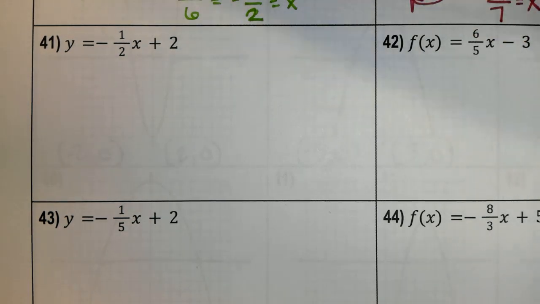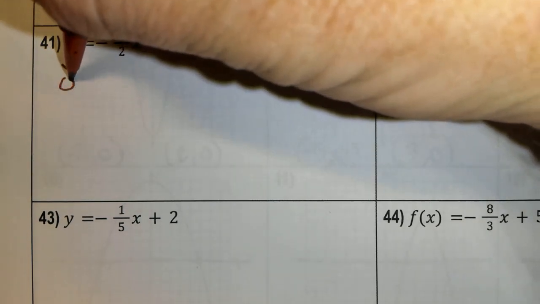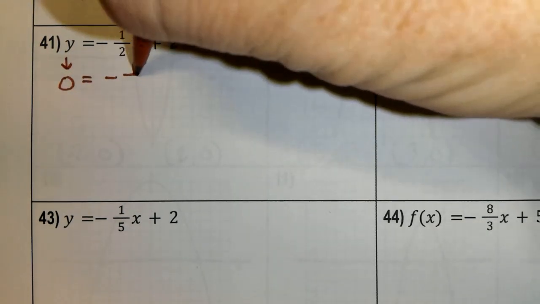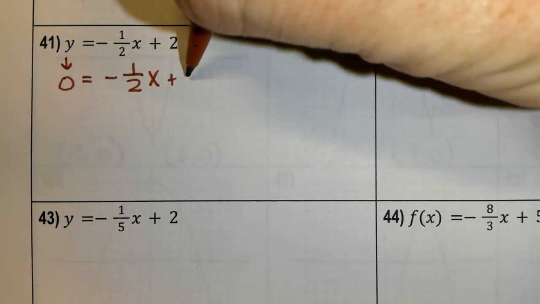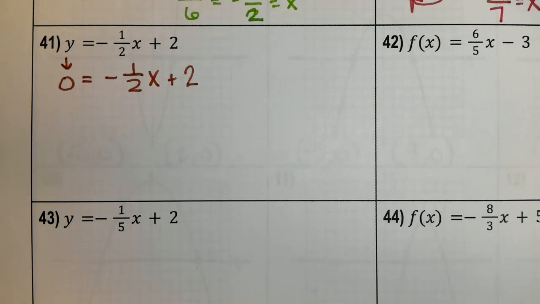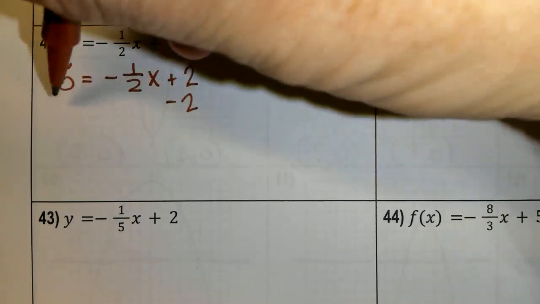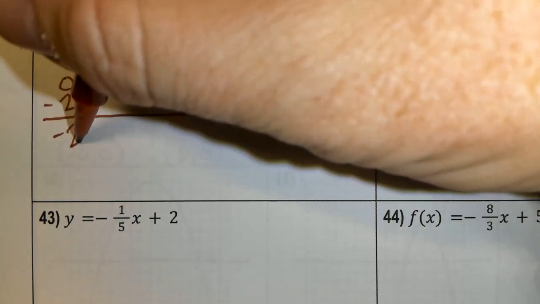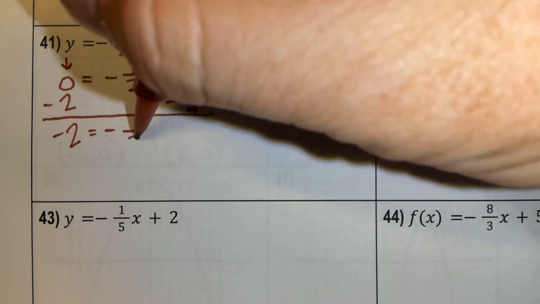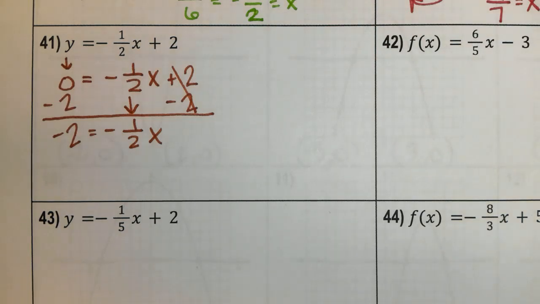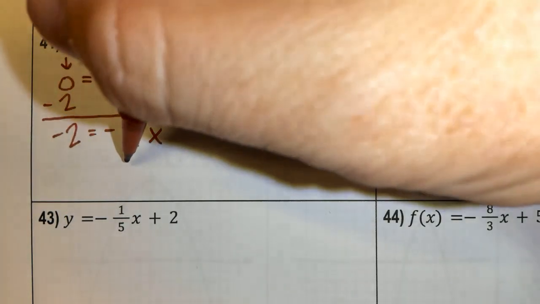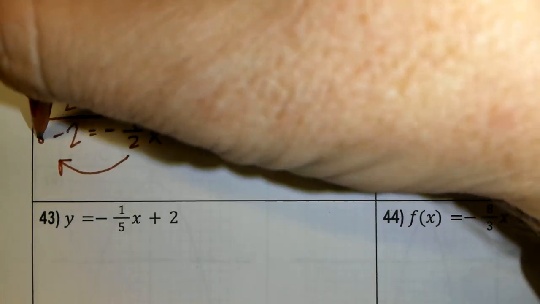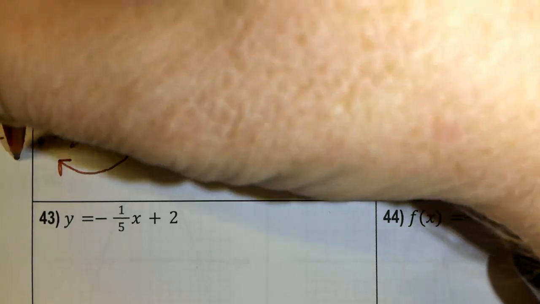Okay, so on 41, change y to 0. Everything else stays the same. Okay, move my number, so plus 2 becomes minus 2. 0 minus 2 is negative 2. Bring down my negative 1/2 x. Don't forget the x. And divide by my coefficient. My coefficient's a fraction, so when we divide by fractions, we multiply and flip the fraction.